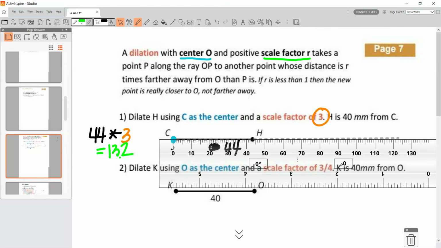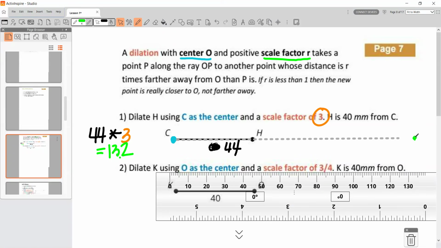So I'm going to extend my ruler here. So 10, 20, 30, 40, 50, 60, 70, 80, 90, you can see that up to 132. So here's where the new point will be, way out here at 132. So there's where H prime will be. So the original was 44. We multiplied by 3, and then we measured from C out to that point. So your center point is always going to be your 0, right? So that's always going to be the 0 on your ruler.